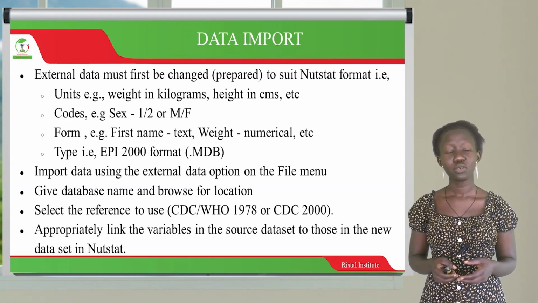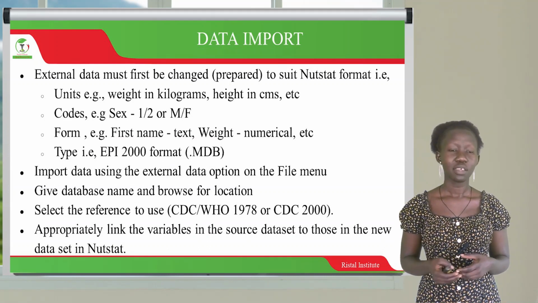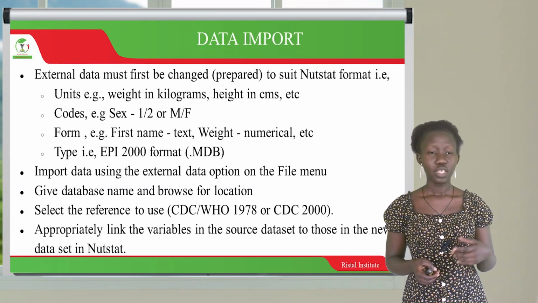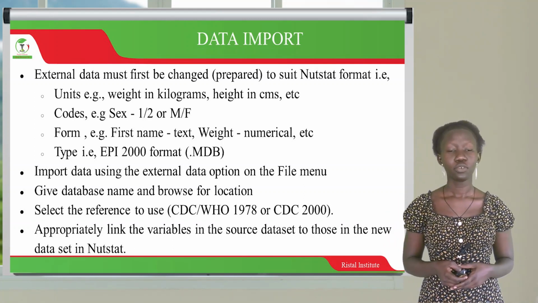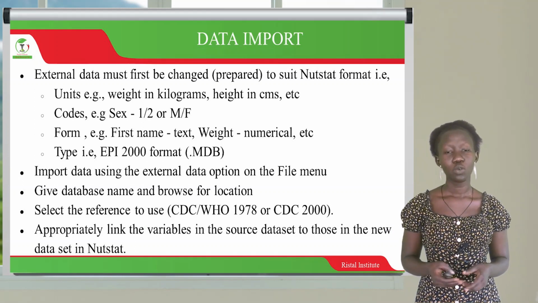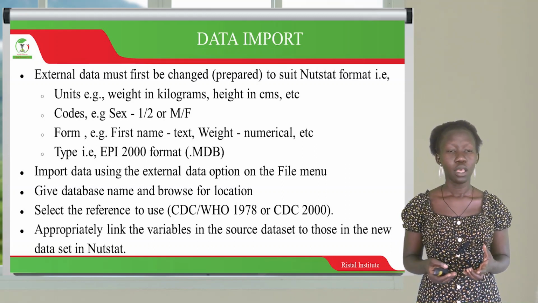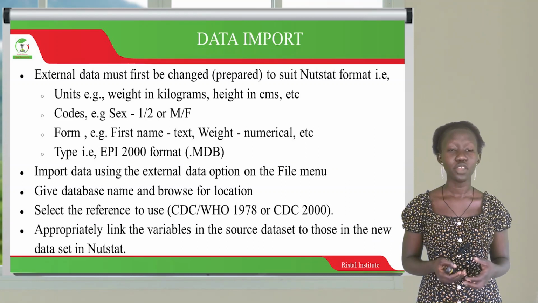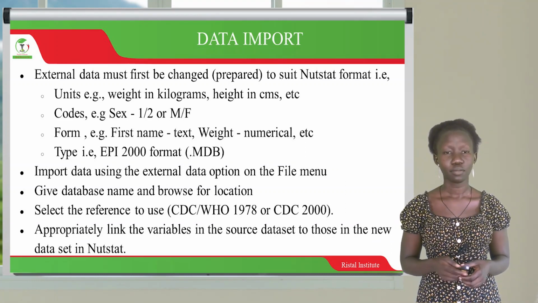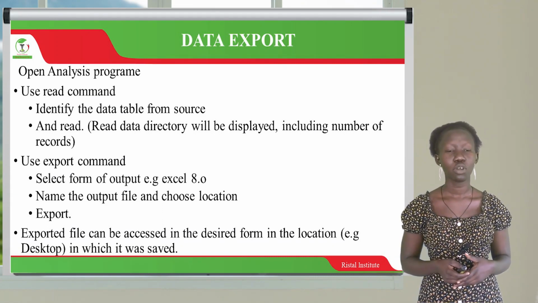Then you have to import data using the external data option on the file menu. Give the database a name and browse for the location. You can also select the reference that you want to use. For example, you can work with CDC WHO 1978, or you can work with CDC 2000. You have to weigh which one is better. And you also have to appropriately link the variables in the source dataset to those in the new dataset in NUTSTAT.